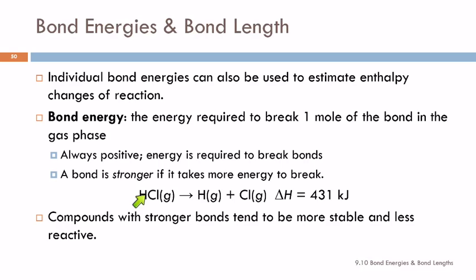So here's an example. We're taking a hydrogen chloride molecule in the gas state, and we're separating it into the 2 atoms. That requires 431 kilojoules of energy to break the bonds in 1 mole of HCl. If the bonds are stronger, the compound tends to be more stable and less reactive.